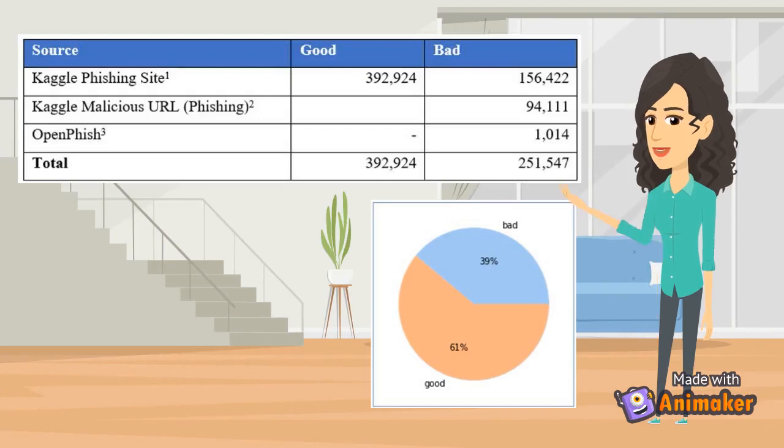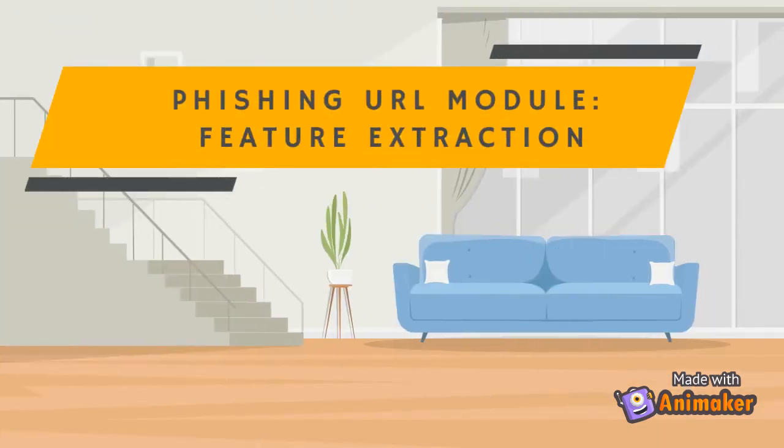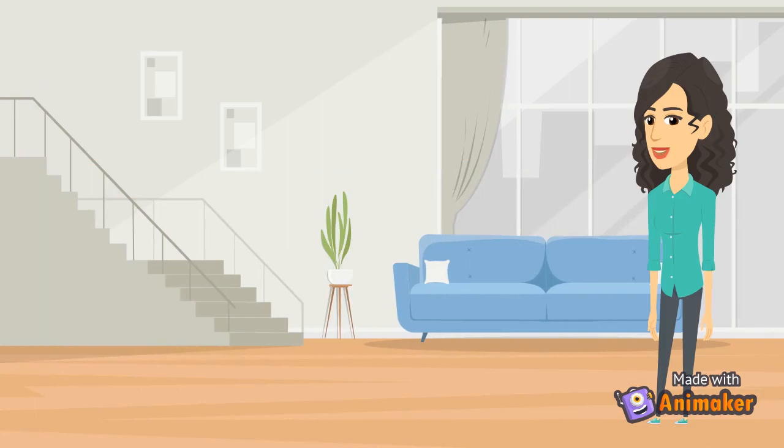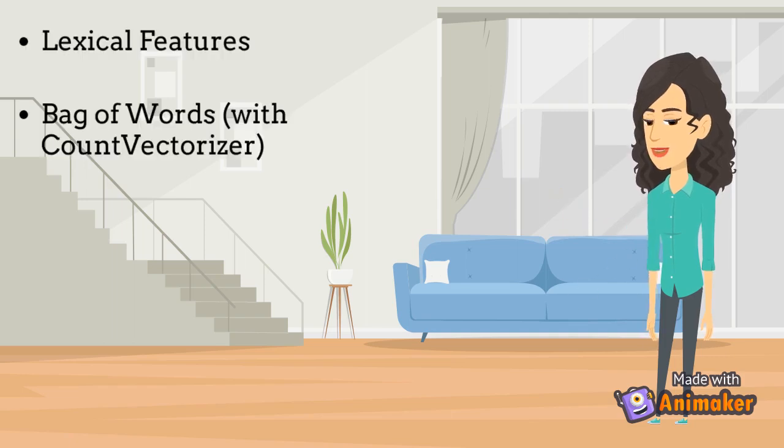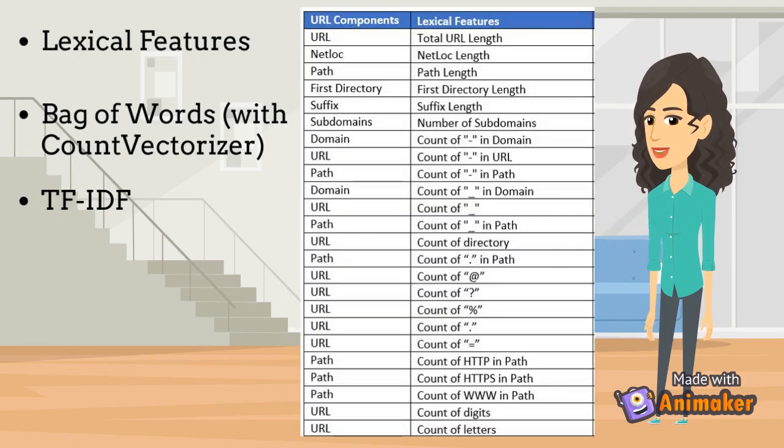To train and develop the phishing URL classification module, we have selected and utilized the following datasets. A few feature extraction methods are used in this project to find a new representation of the important features of a phishing site, including lexical features, bag of words with count vectorizer, and TF-IDF as feature representations. A total of 24 different lexical features are used to differentiate between phishing and non-phishing URLs.